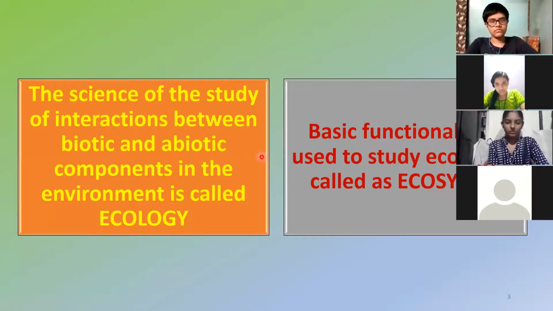Okay. So we have seen the meanings of two different words over here. One is ecology and the other one is ecosystem. Ecology means the study. Whenever the word ends with logy, it means study. And what you are studying becomes a part of it. That way you have to understand.